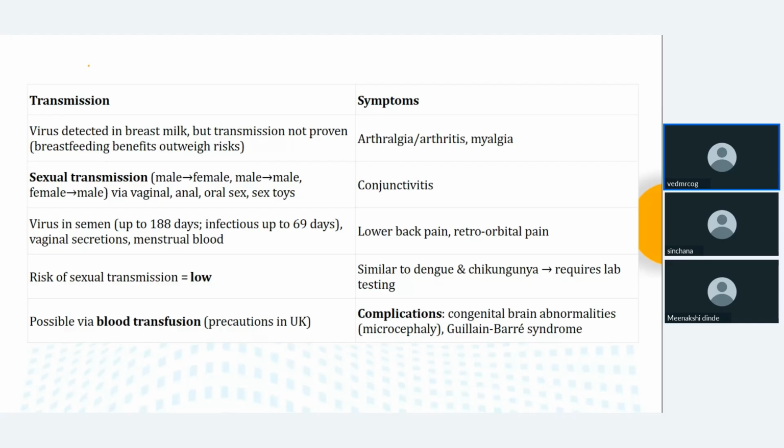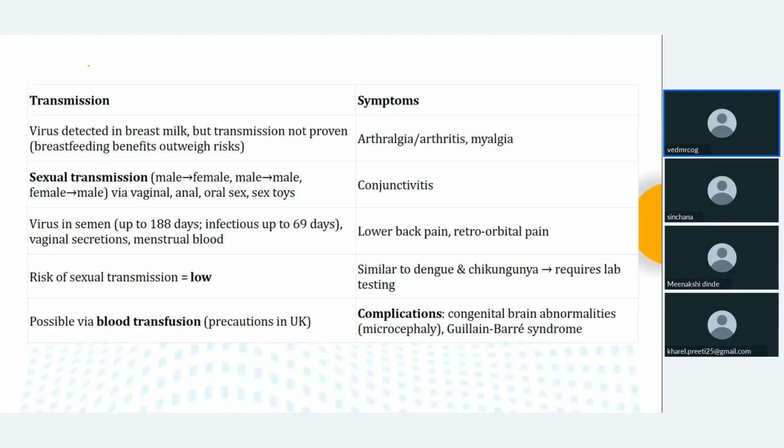This is one of the important things because contraception is advised. We'll see the importance of this in the subsequent slides because SBAs or EMQs are asked on this. So virus is detected in the semen up to 180 days, but it is infectious up to 69 days. In vaginal secretions and menstrual blood it is present. The risk of sexual transmission is low, and transmission is also possible via blood transfusion.